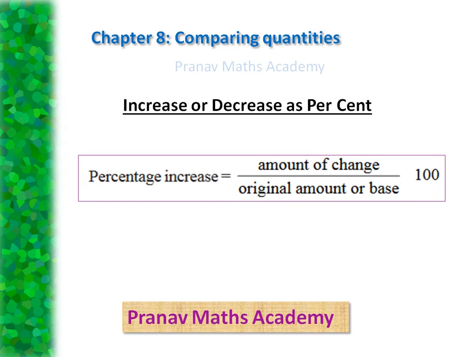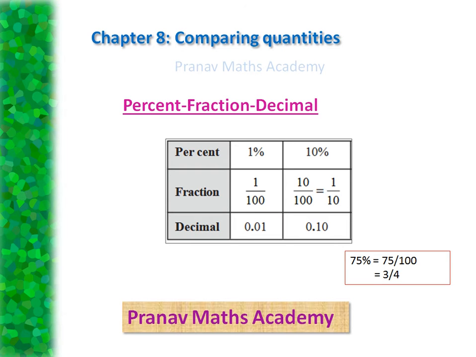Increase or decrease as percent. Percentage increase is equal to amount of change divided by original amount or base into 100. Relation between percent, fraction, decimal is given in the table. 1% is equal to 1 by 100 fraction, that is equal to 0.01 in decimal.